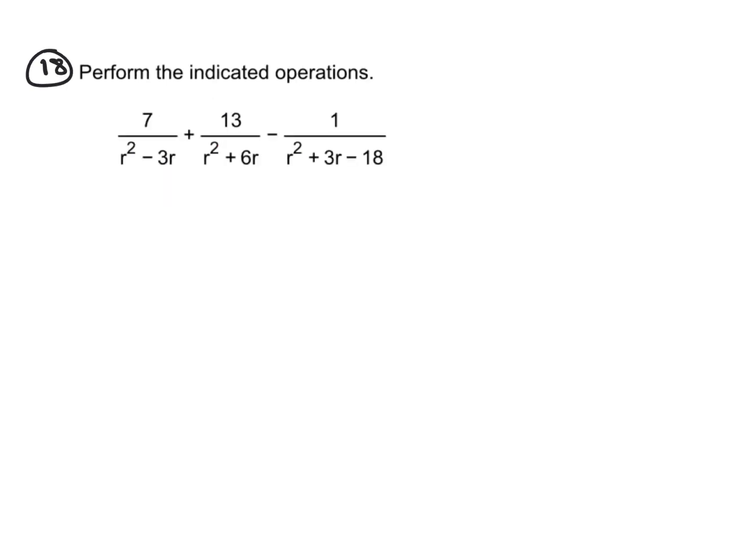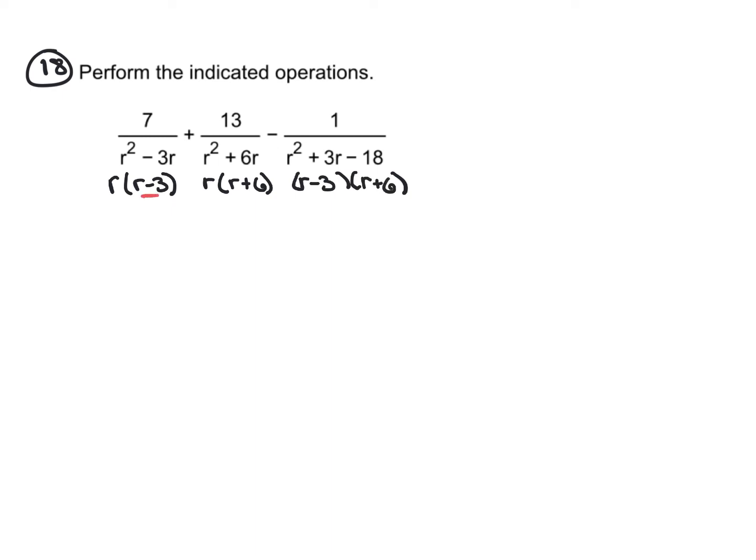Okay, and the last problem. R squared minus 3r have an r in common, so it's r times r minus 3. R squared and 6r also have an r in common. That's r times r plus 6. And r squared plus 3r minus 18. Okay, that factors to r minus 3, r plus 6.